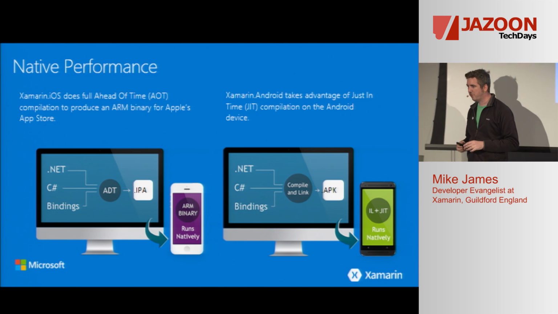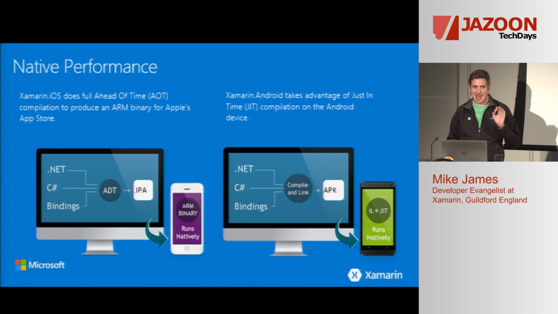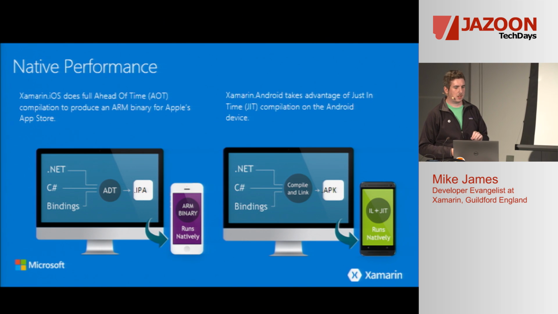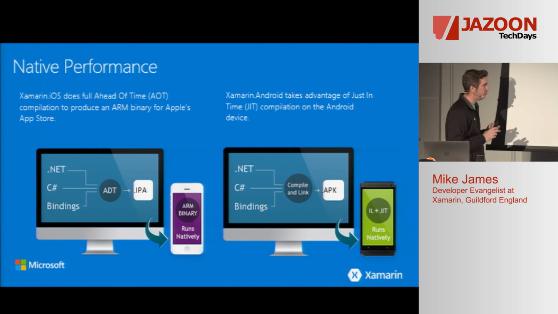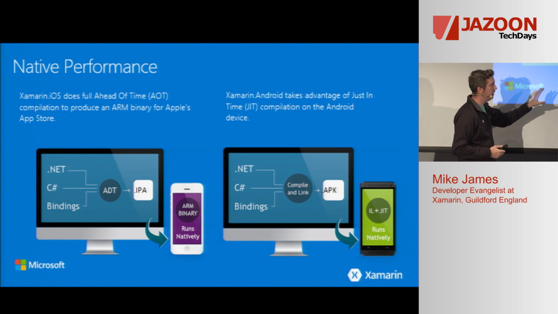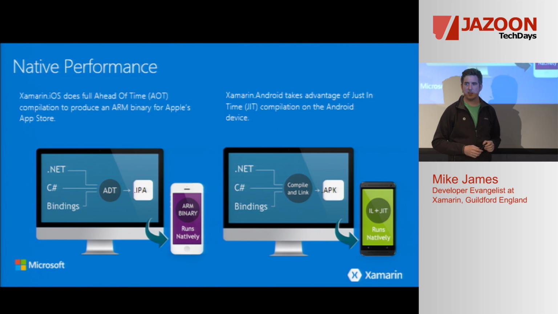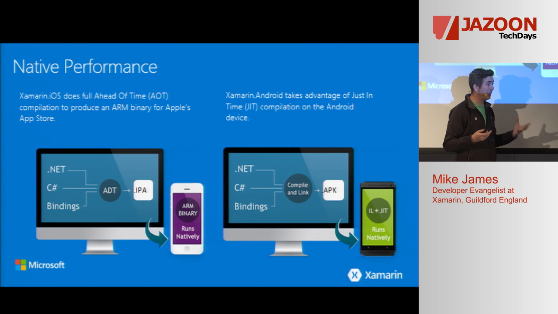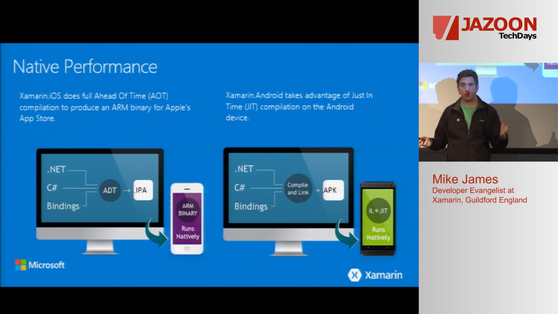Now with Xamarin, there's no performance loss. There can sometimes be a performance gain. There are two parts of the performance story. For iOS, we have to do ahead-of-time compilation. We're not allowed to JIT on the device, which is how a standard .NET app would run.